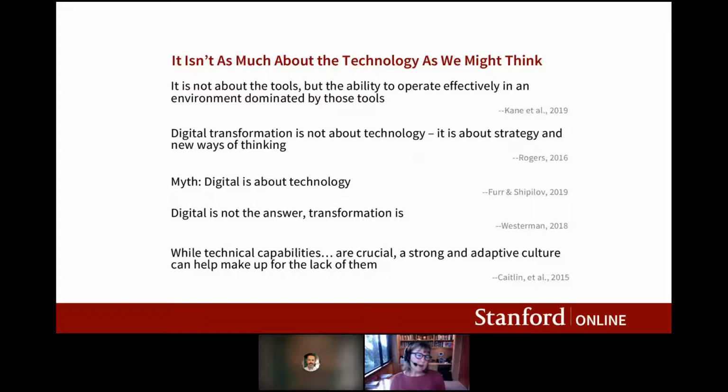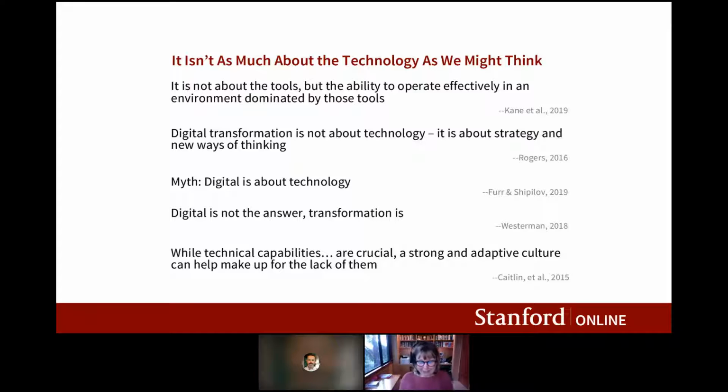Okay, so one of the things that I hope you'll take away from my comments today is that it isn't as much about the technology as we might think that it is. I mean, again, the technology is absolutely crucial. None of this would be happening without the technology. But again and again, what organizations and scholars are finding is that it's not about the tools, but the ability to operate effectively in an environment dominated by those tools.